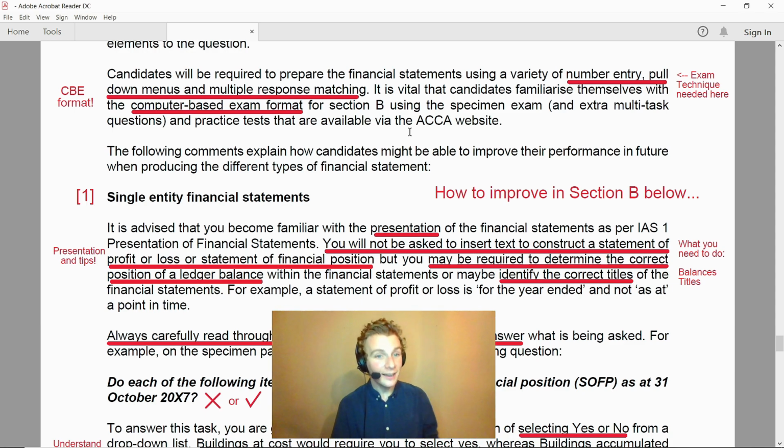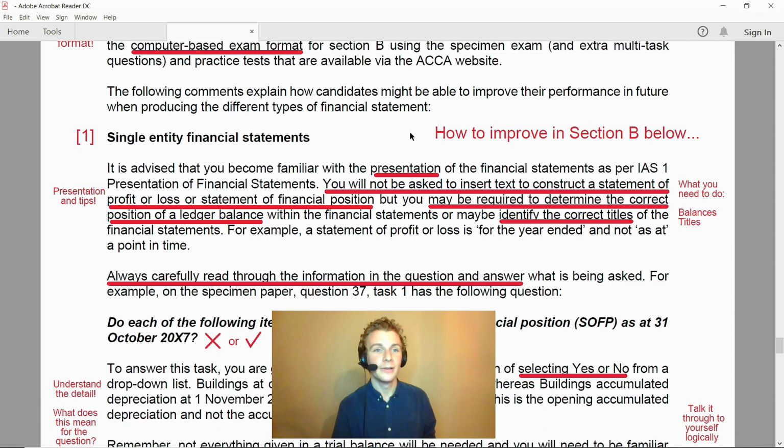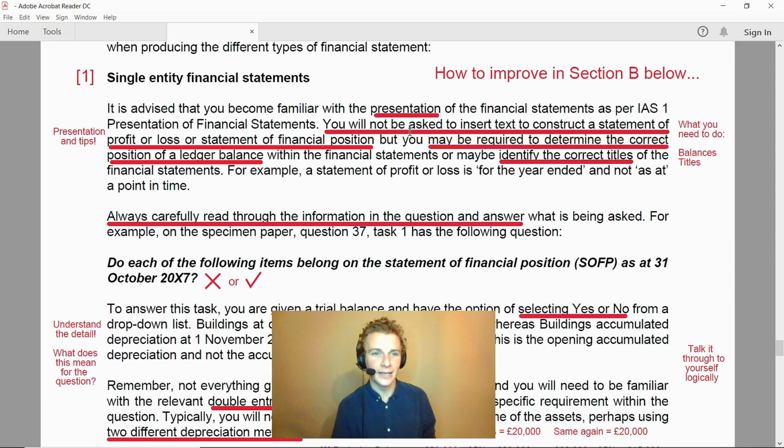Now, it's nicely broken down into some nice and easy sections on here. So the first one all relates to single entity financial statements, and it doesn't say this on here, but from reading it through and analysing it myself, it all comes across as how to improve your performance for Section B, especially below. And the first paragraph on there, it is advised that you'll become more familiar with the presentation of financial statements on there.